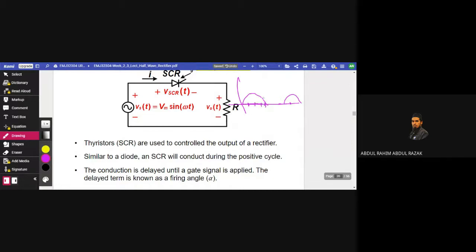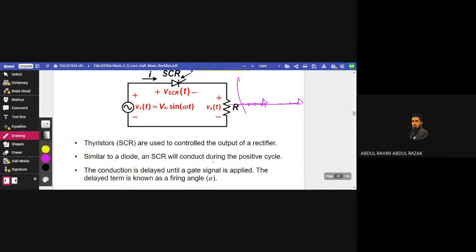You set it further, so the output will be lesser. You set it earlier, so the output will be higher. But the highest is V max divided by pi, as the output of your uncontrolled semiconductor device, the diode.